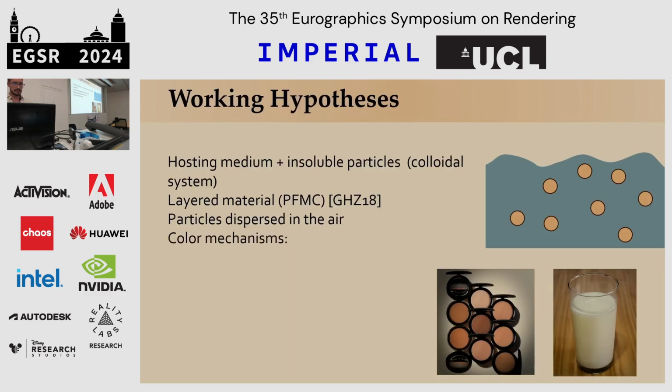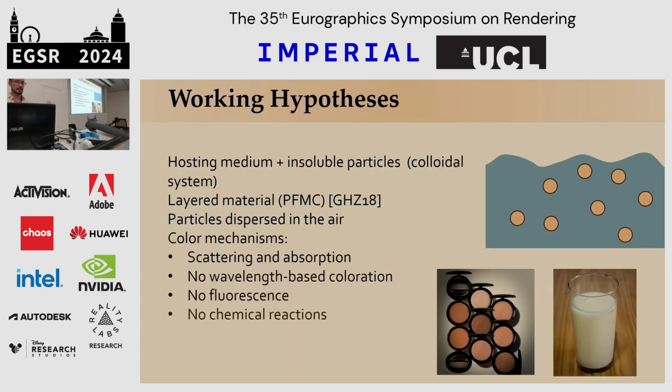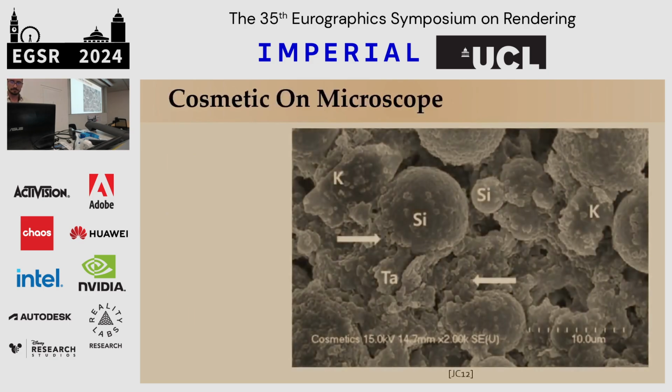And then we also make the assumption that the main color mechanisms are scattering and absorption, which means that there is no wavelength-based coloration, no fluorescence, and no chemical reactions. We make this assumption, especially in class 2, based on legislation, because they are not allowed, at least in Europe. So there is no fluorescence mechanism and no chemical reactions are allowed in cosmetics. The third one, wavelength-based coloration, is allowed, but extra tests are required because it can be dangerous for you.